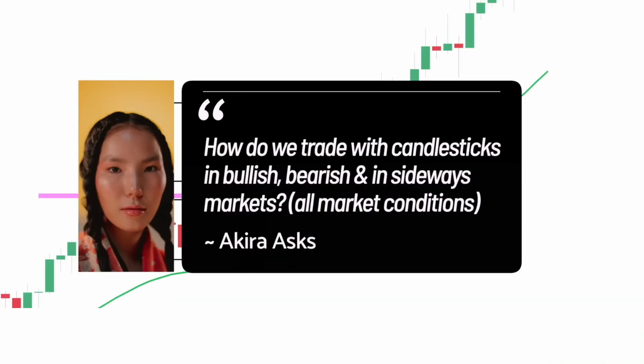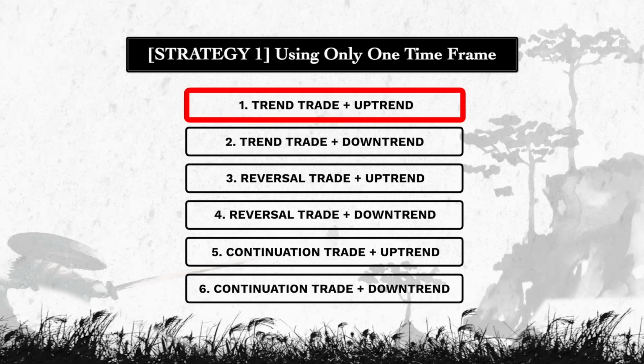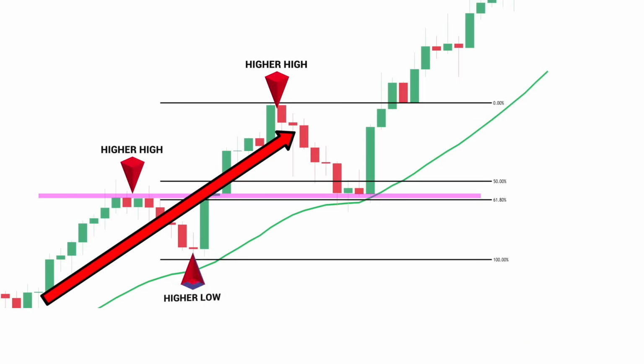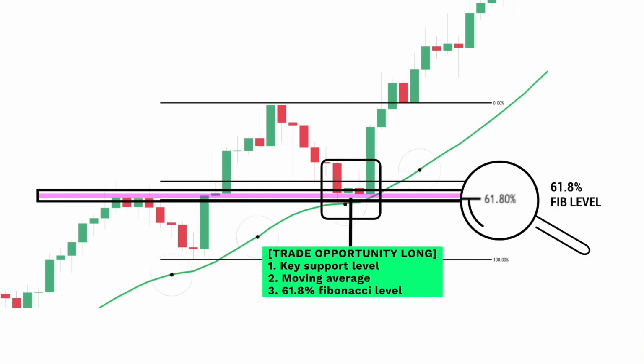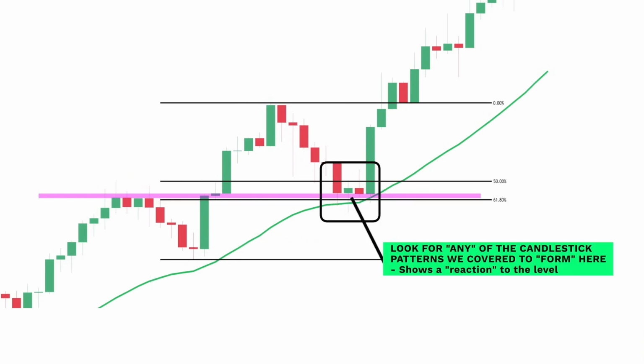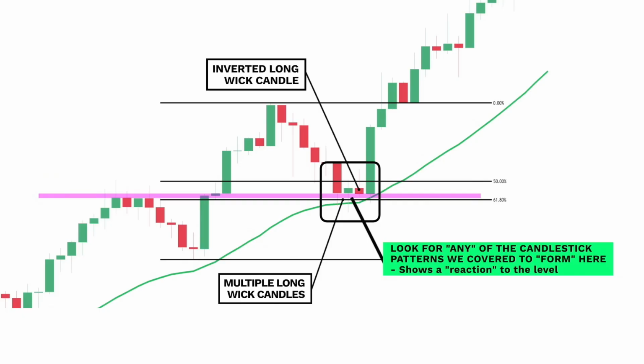One question we get is, how do you use these in bullish, bearish, and sideways markets? Trend trade: in an uptrend with clear higher highs and higher lows, at the confluence area of support plus MA plus 61.8 fib, you get long wick candles, but don't enter yet. Wait for trend change confirmation, like a follow-through momentum candle, then take the long. Same logic in a downtrend: look for a long wick at resistance, wait for a trendline break and momentum confirmation, then short.